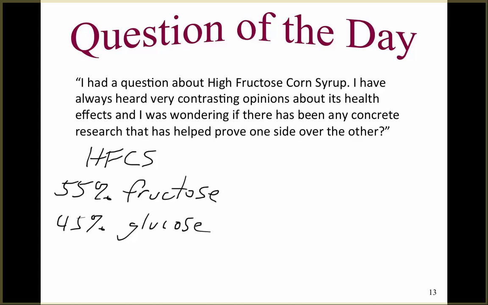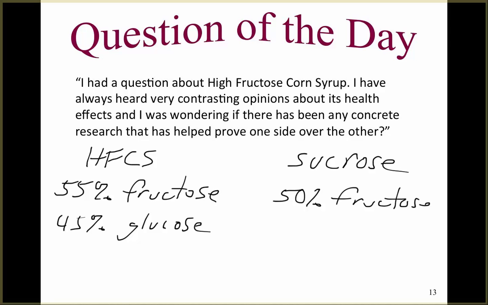Okay. Does this look like close to anything we talked about in this class? What is made of 50-50 of each of these? Do you remember? Sucrose, that's right. So simple table sugar. So if you look at sugar beet or sugar cane sugar, which is pretty much all sucrose, that is 50% fructose and 50% glucose.